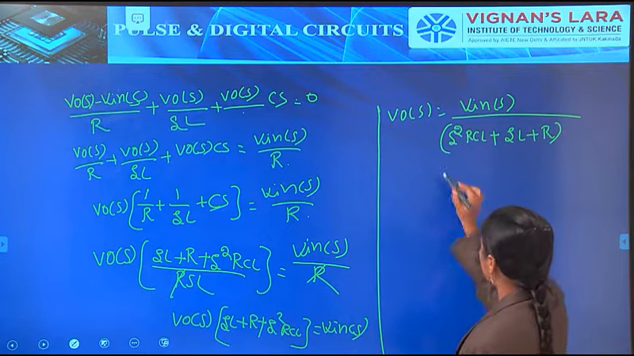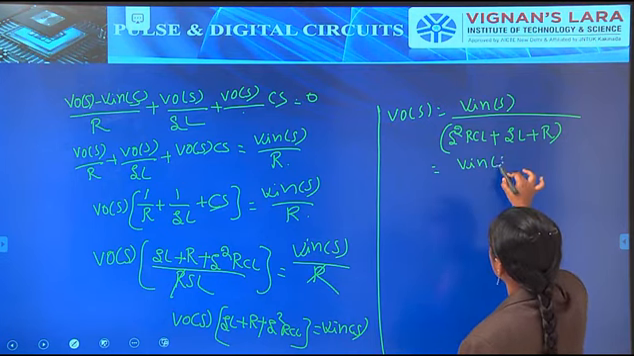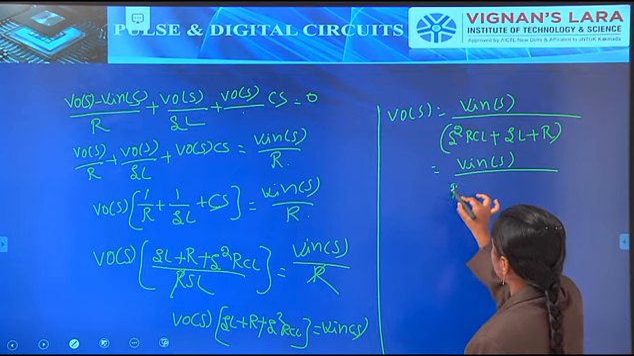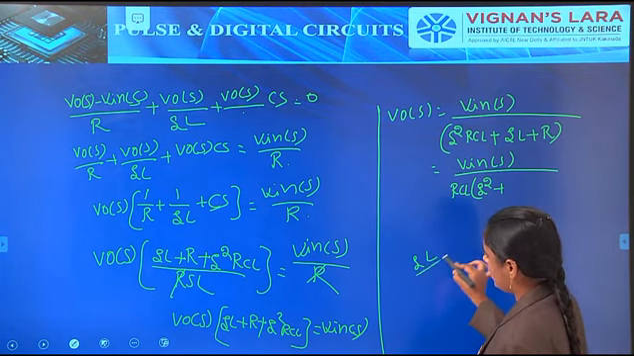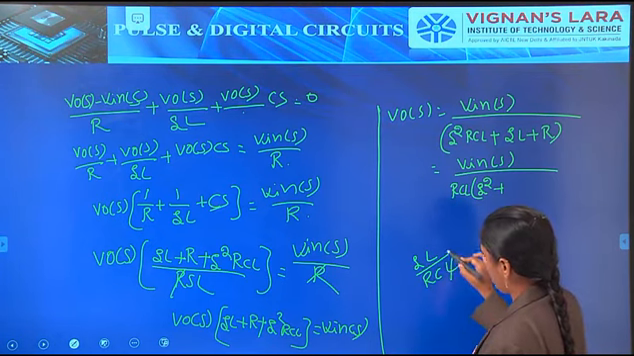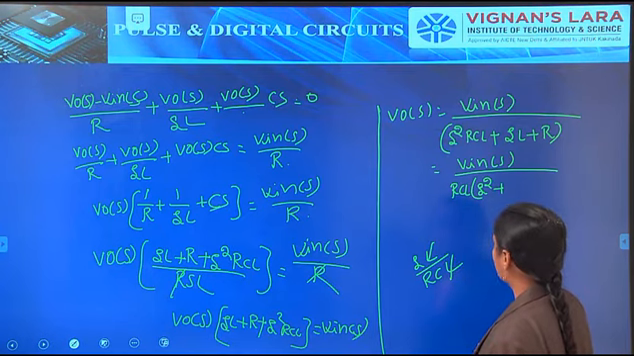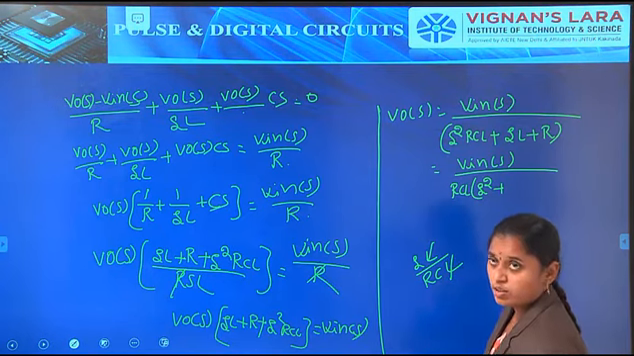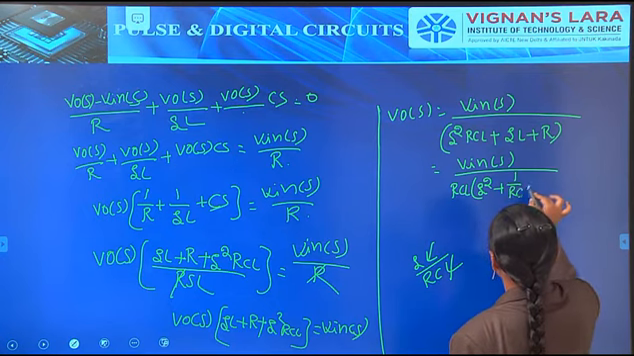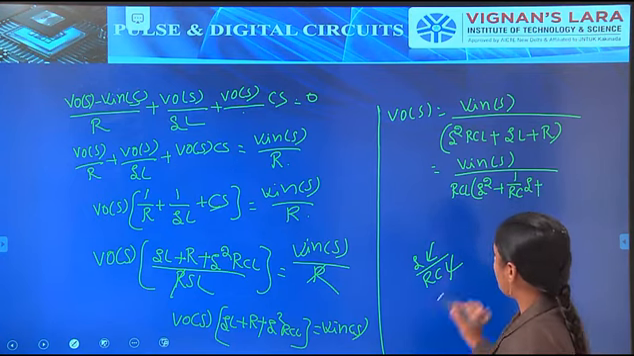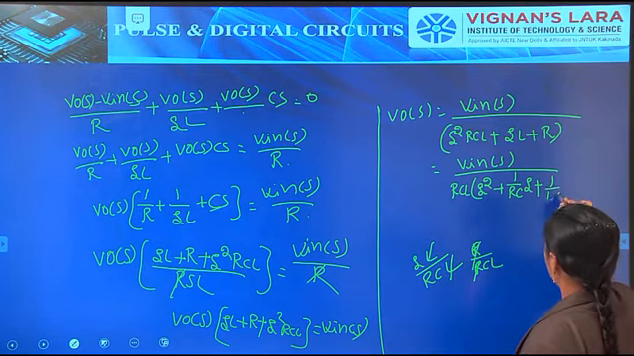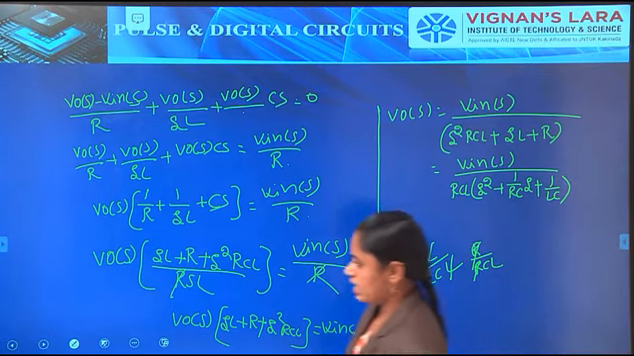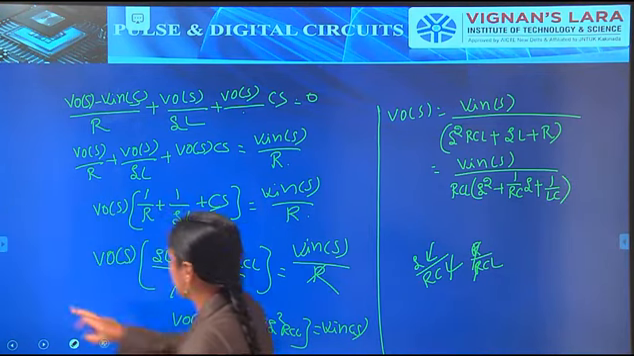So then the equation becomes V naught S by, take RCL as common. Then it becomes S square and S by SL by RCL, that is SL by RCL. Then L and L cancel. So it can be written like this: S square plus 1 by RC into S, plus R by RCL, where R and R cancel, giving 1 by LC. Then the equation can be rewritten like this.